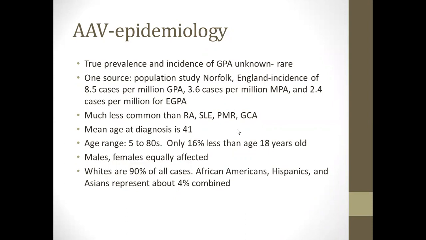Regarding the prevalence of the ANCA-associated vasculitides, GPA is our most common. In a study in Norfolk, England, the incidence was 8.5 cases per million. Microscopic polyangiitis was about half that at 3.6, and then EGPA, the Churg-Strauss, at 2.4 cases per million. So not a common disease.